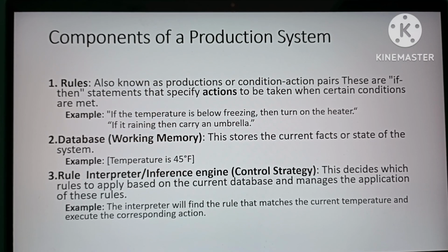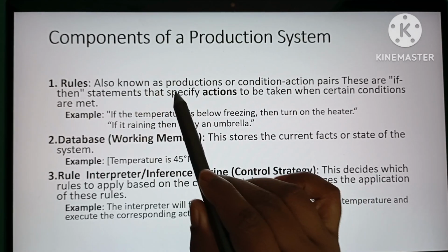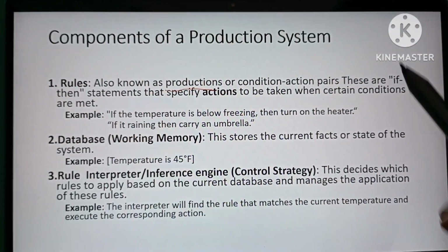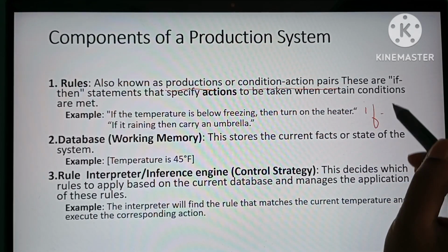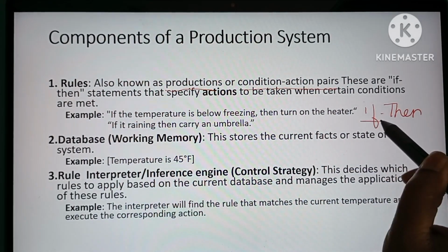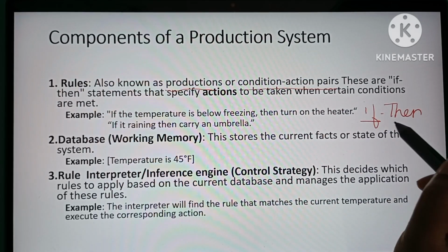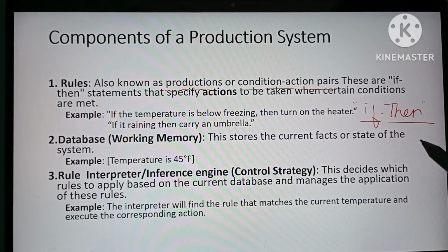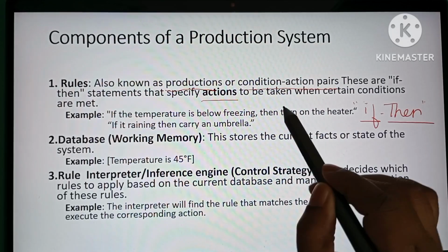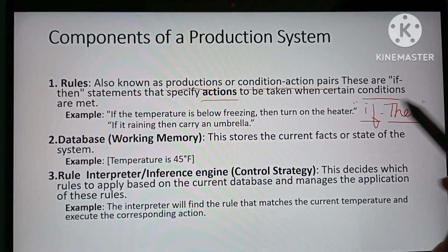The basic components of a production system are rules, database and rule interpreter, which is also known as the inference engine. Rules are known as productions, as the name suggests, or a condition action pair, an if-then pair. This is the condition and the then part is the action. So these together form a condition action pair. These condition action pairs specify actions to be taken when certain conditions are met.